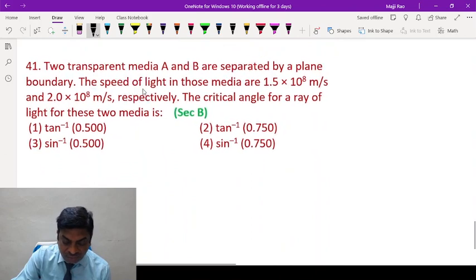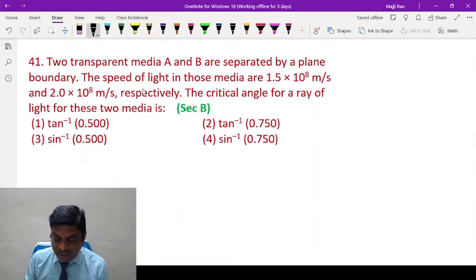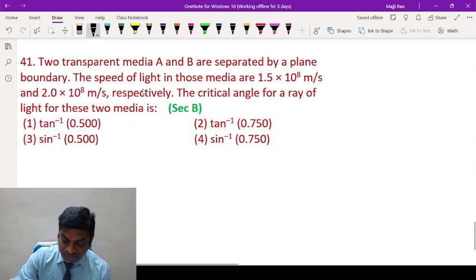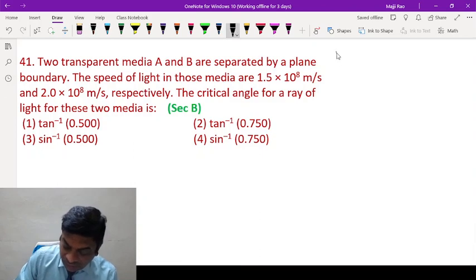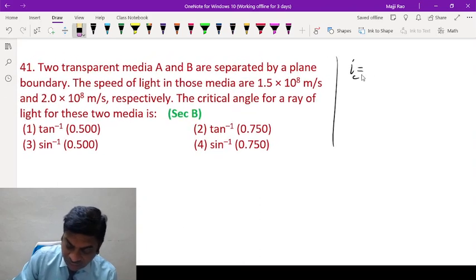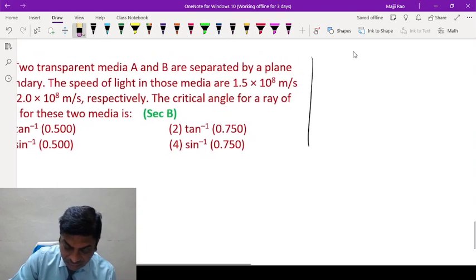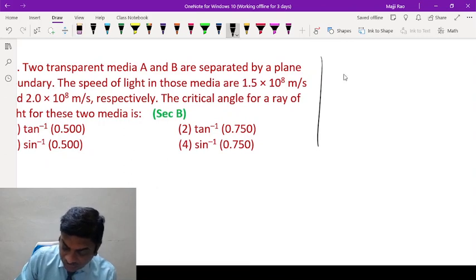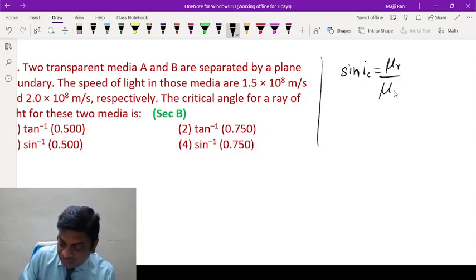Moving to the next question, question 41. Two transparent media A and B are separated by a plane boundary. The speeds of light in those media are given. Critical angle for a ray of light is given by... we know the formula for sine of critical angle, isn't it? Yes. So sine of critical angle is refractive index of rarer medium upon refractive index of denser medium.